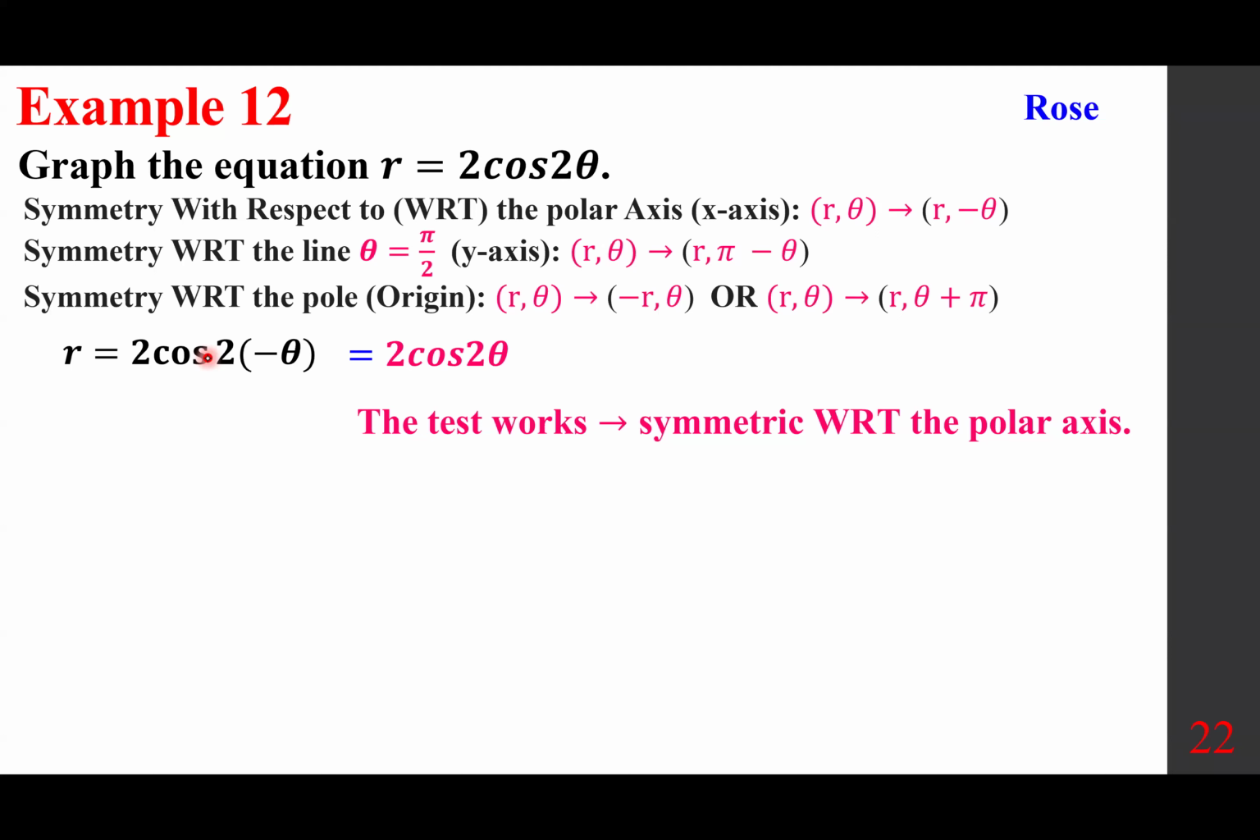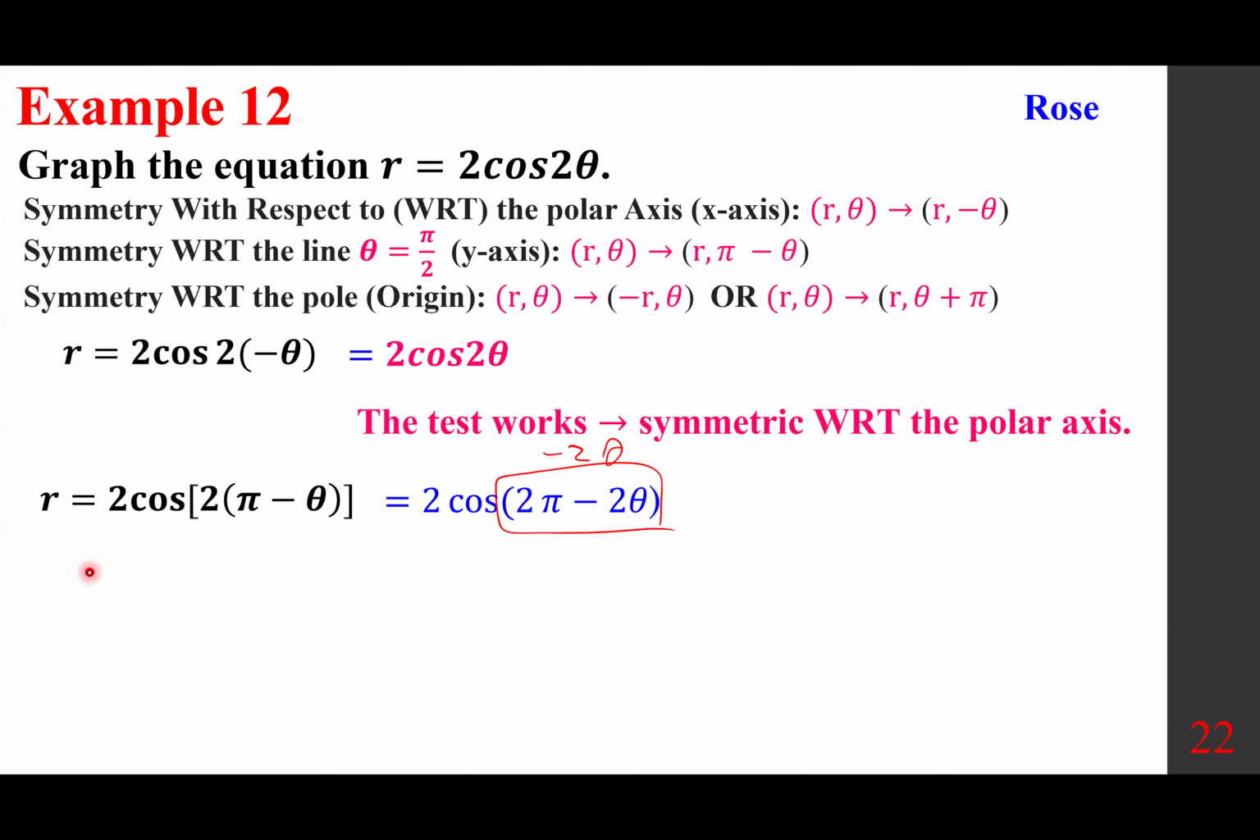Let's go with the second case, replacing theta with pi minus theta. When we do that, when we distribute, we get 2 pi minus 2 theta. And I hope you see that because the period for sine and cosine functions is 2 pi, it's the same as minus 2 theta. This works out the same as minus 2 theta, and cosine is even, so it works the same as 2 cosine 2 theta, which makes it symmetric with respect to theta equals pi over 2.